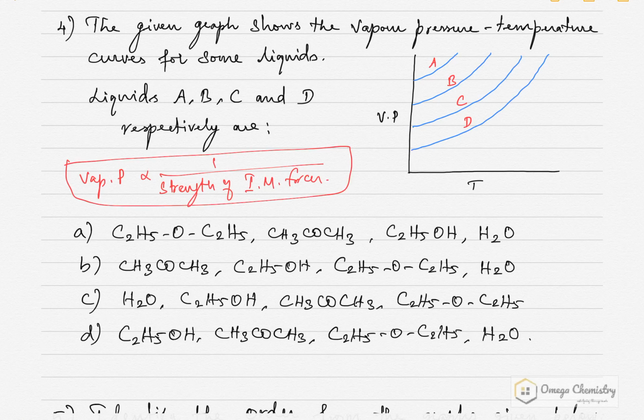So my A must be diethyl ether. And the next one is acetone. Acetone has a weak dipole interaction, so my B must be acetone. And ethanol and water have hydrogen bonding. Among those, water has stronger hydrogen bonding than ethanol, which means my C must be ethanol and D must be water. So option A is the right answer.